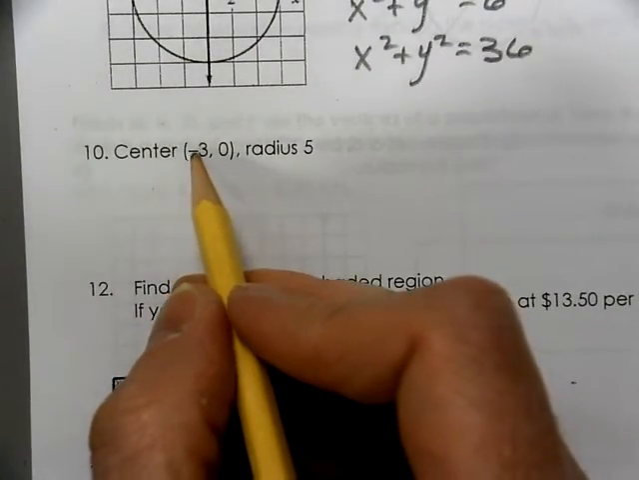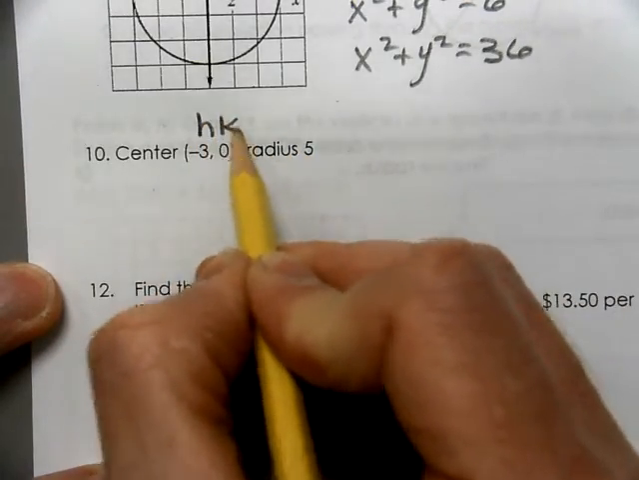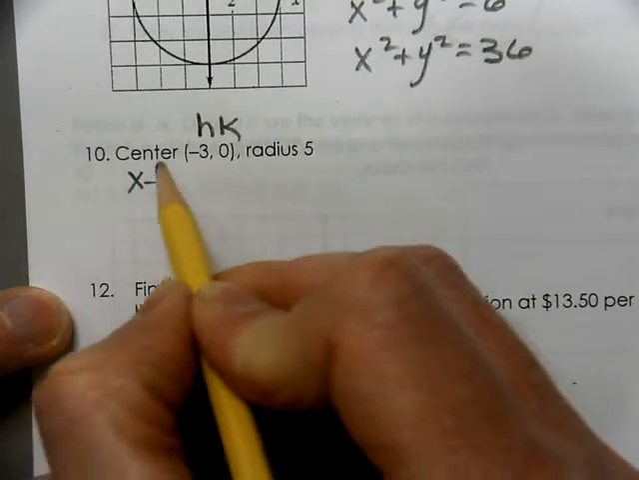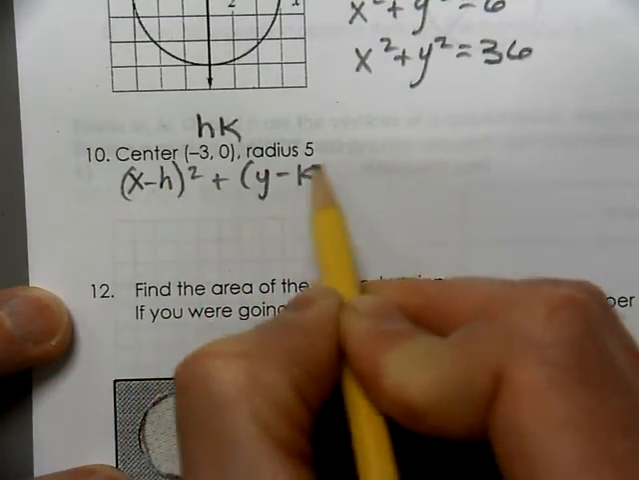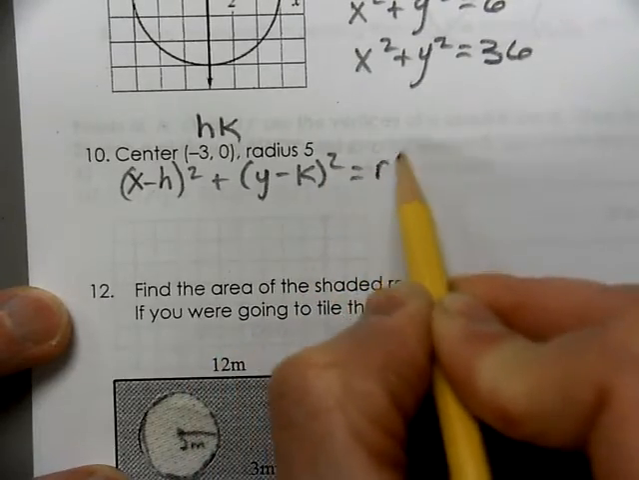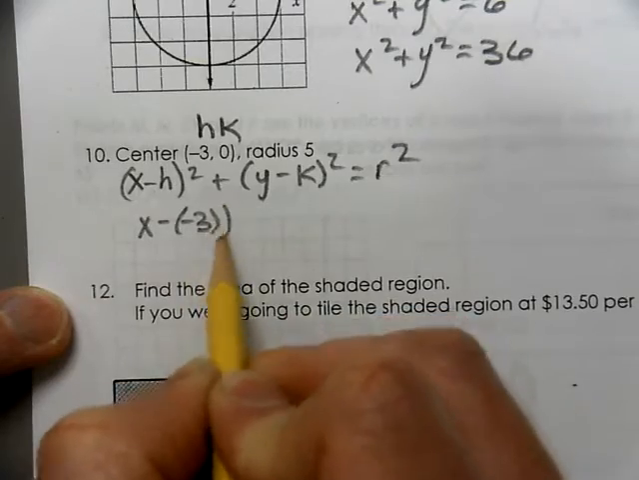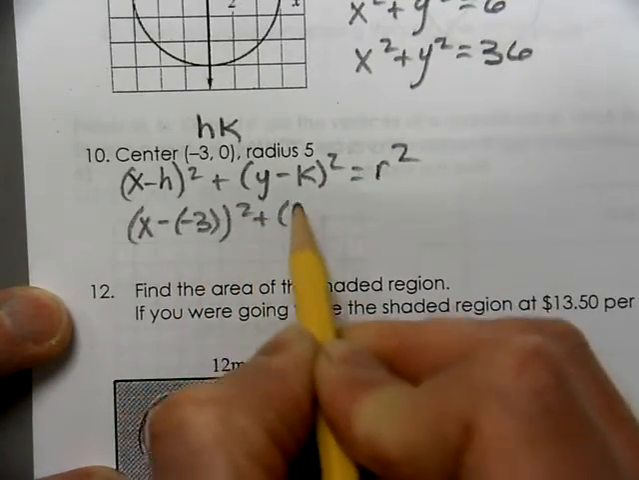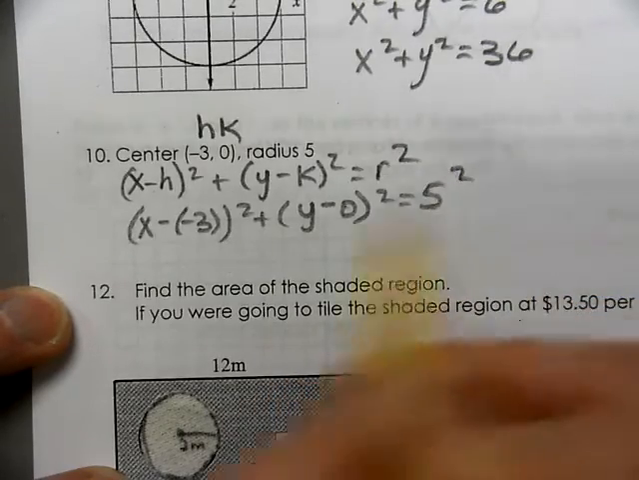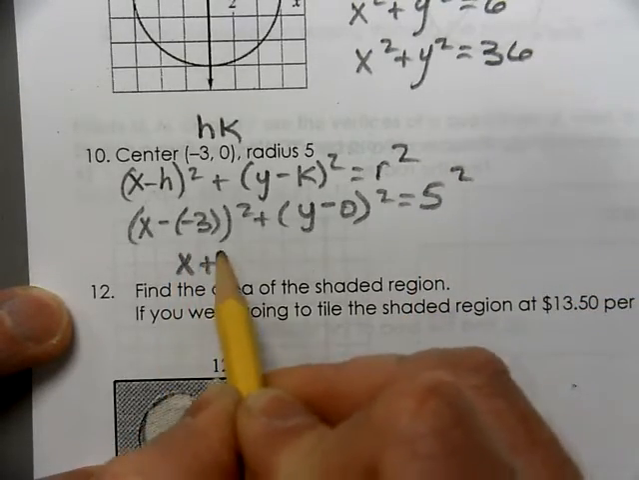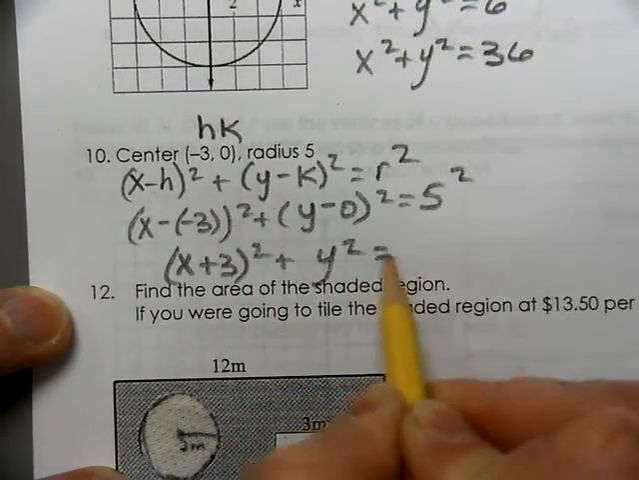Here, if we have a center of -3, 0, so that is our h and k, x minus h plus y minus k, quantity squared, equals r squared. X minus a negative 3 and y minus 0 equals 5 squared. That gives us x plus 3 and y squared.